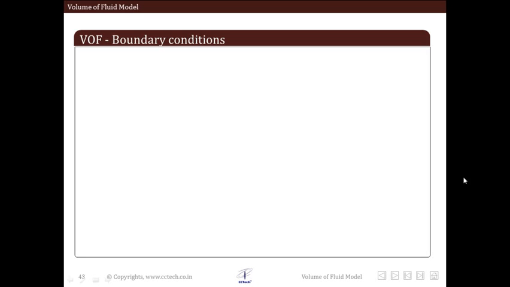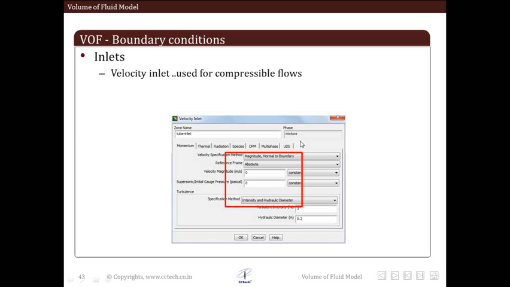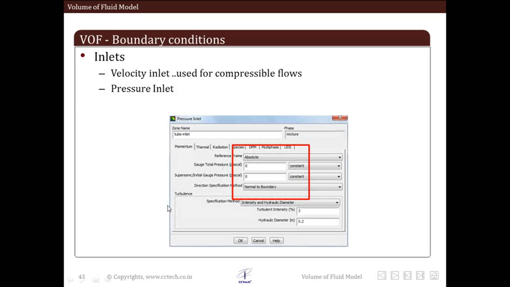Now let us quickly have a look at boundary conditions that we can give within the VOF model. For inlets, we can give velocity inlet, which is generally recommended for compressible flows. Now, as you already know how to set up the boundary conditions, we will only discuss the important user inputs related to the boundary conditions within the VOF model. So, for velocity inlet, you have to specify the velocity magnitude and the direction specification methods. You also have to input the turbulence parameters. Next is pressure inlet. For this, we enter the gauge total pressure and the direction specification method.